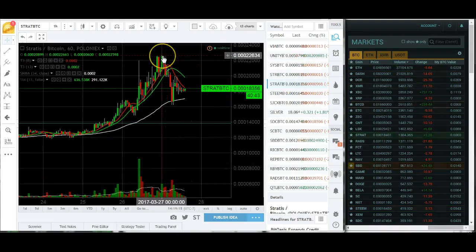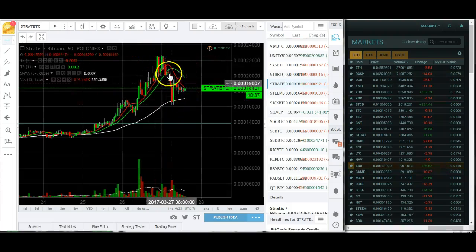Ultimately, what we're looking at is a double top. So we got to take out that double top. Resistance above, support below. We're in a range.